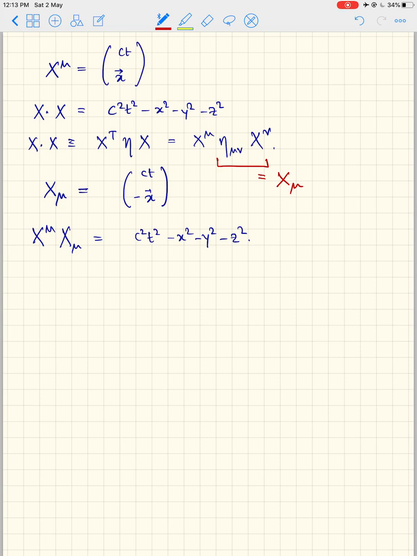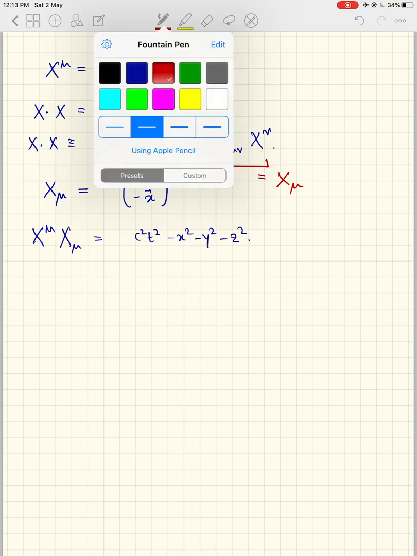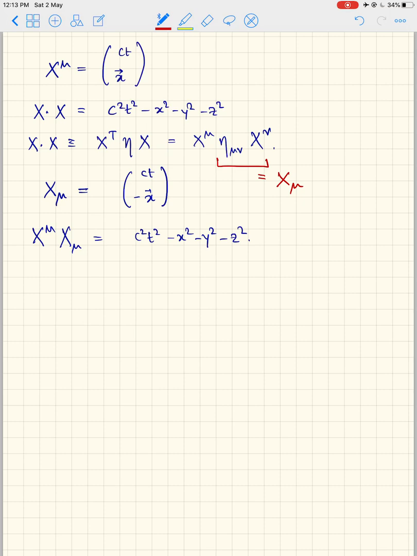So let me just write this down for you. This may be a little unclear at the moment, but just hold on with us. This is just notation. So x lower mu is eta mu nu x upper nu. Remember, there is a sum, so there is obviously a sum over nu's. So if you want to lower an index, you act with this eta.